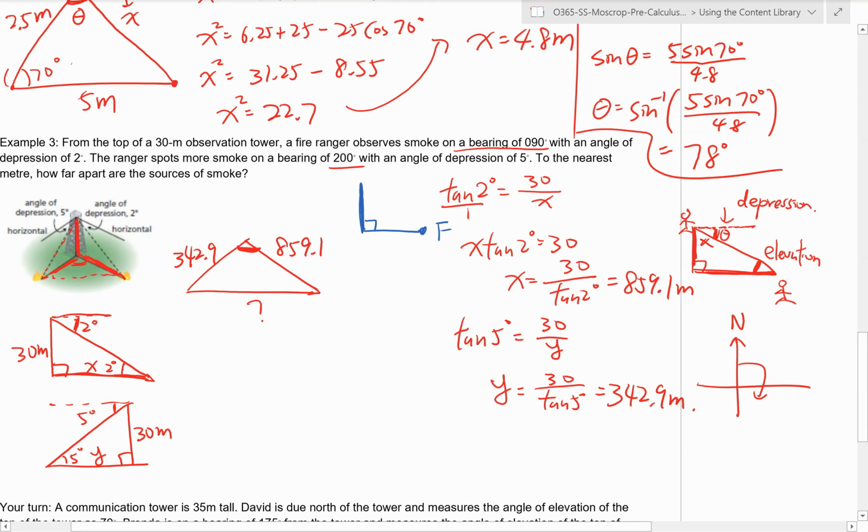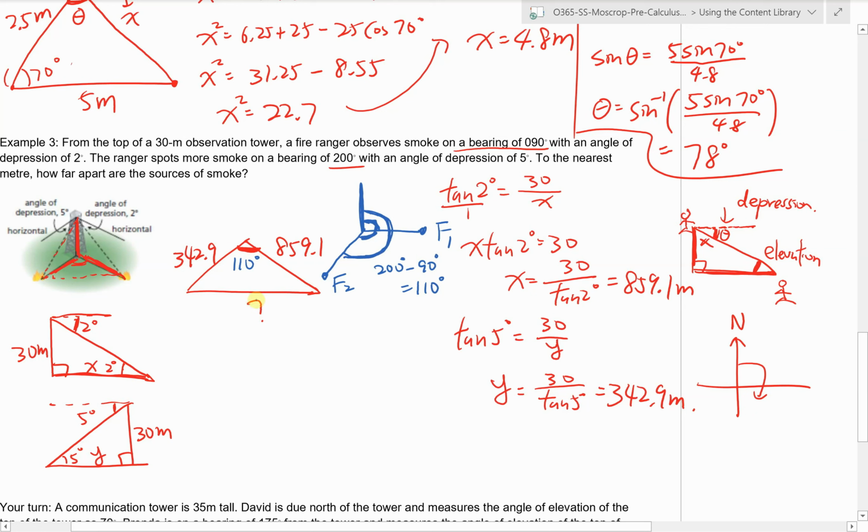And it says the other fire is on a bearing of 200 degrees. So if you rotate 180 degrees, it's going to be right here, and 200 degrees means somewhere there. So here is the second fire. This is 90. This is 200. That means this angle is going to be 200 minus 90, which is 110 degrees. Hopefully that makes sense to you. So this is 110. Now we can use cosine law.